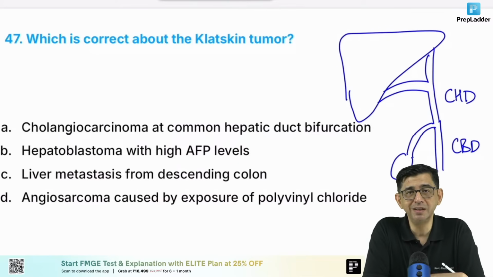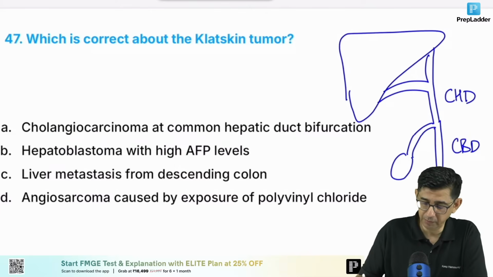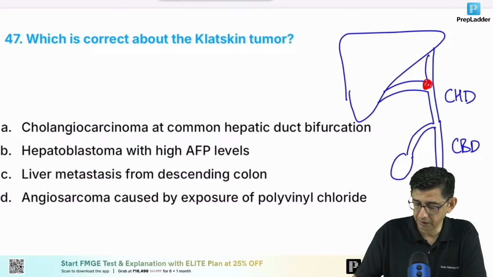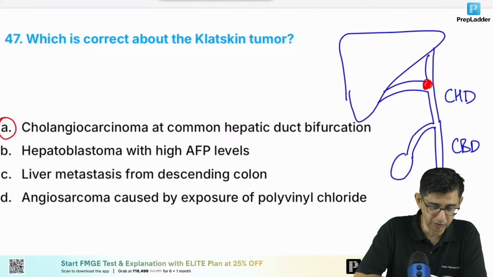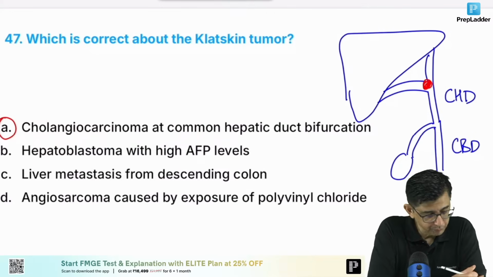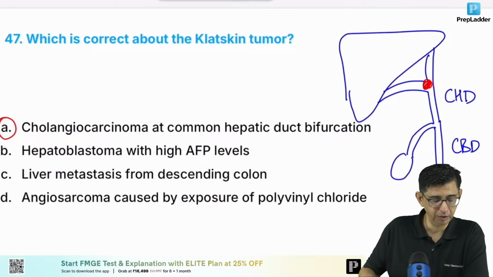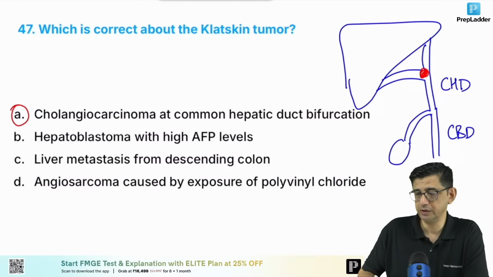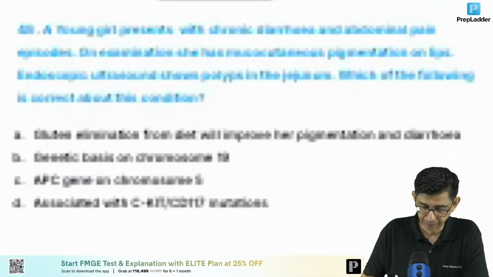So Klatskin is actually a cholangiocarcinoma. If you just know the word cholangiocarcinoma, you can solve this question. Cholangiocarcinoma will be present at the common hepatic duct bifurcation. This is the tumor which is developing here at the bifurcation. The correct answer for this is option number A. Great job. I think most guys got this one easy. Klatskin is always a cholangiocarcinoma.